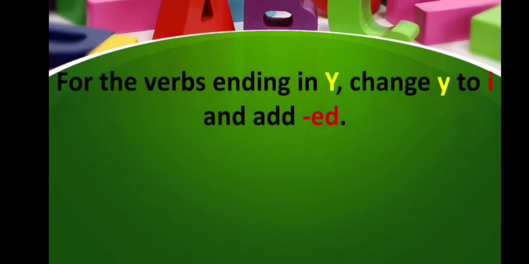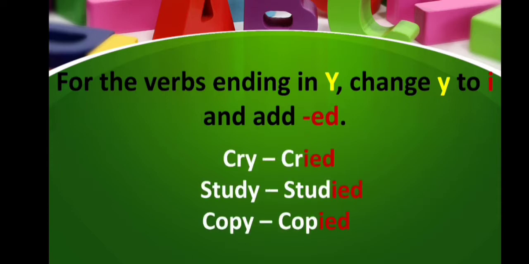The next rule is, for the verbs ending in Y, change Y to I and add ed. Some examples are cry. The spelling of cry is C-R-Y and the word ends with Y. That's why we have changed Y to I and added ed at the end. So the word became cried. Study changes to studied. Copy changes to copied for the past form of the verb.